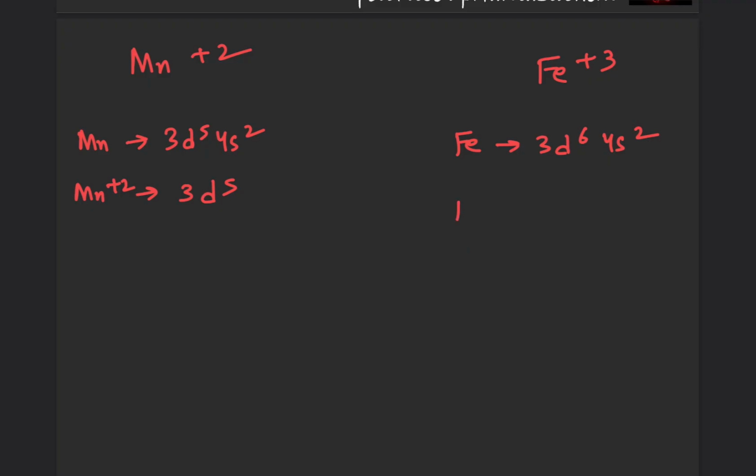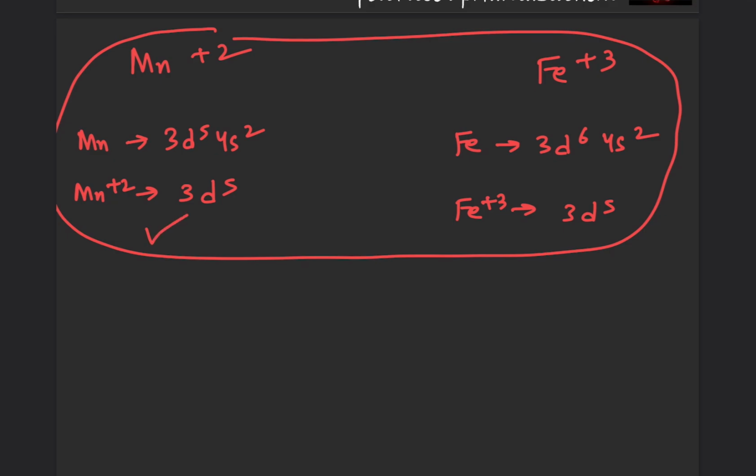And in the case of Fe+3, we will remove electrons again from 4s and 2 from here and 1 from 3d. So therefore it will be 3d5. And in this case also Mn+2 shows color, Fe+3 shows color. So therefore yes, this is one of the pairs in which both the species show color.